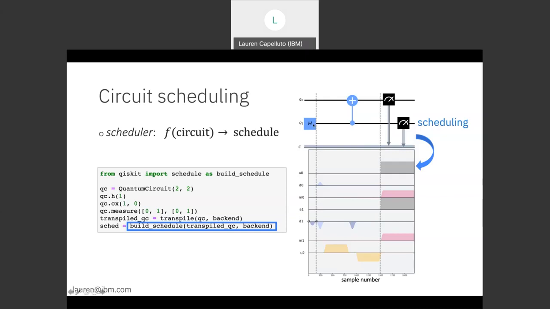translate pretty directly. As you can see on the right, we have the Hadamard gate gets translated to a single drive pulse on qubit 1. We have a collection of pulses to implement that CNOT gate. And then finally, we have measurement stimulus and acquisition on both qubits.